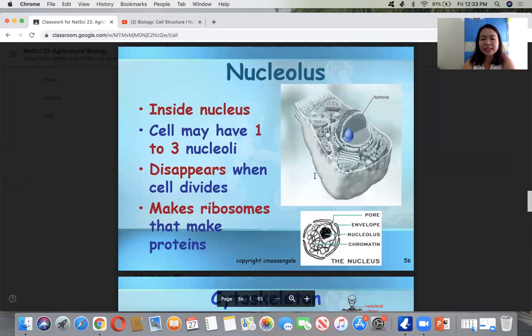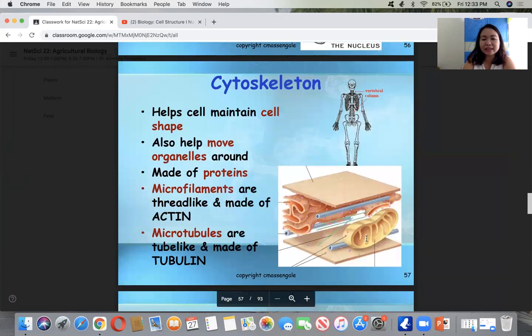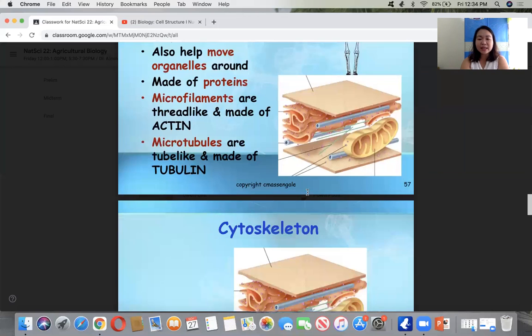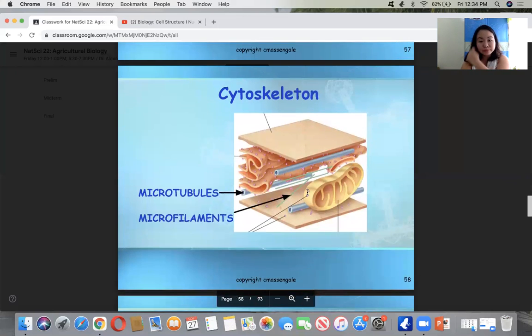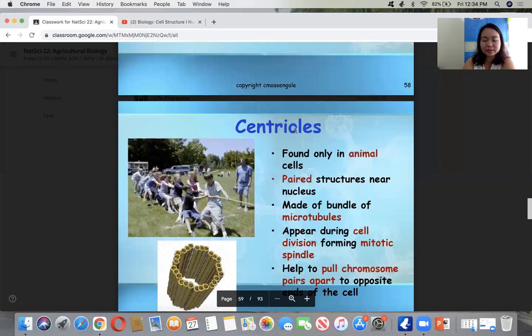So the nucleolus inside the nucleus may number 1 to 3, and this appears when the cell divides and makes ribosomes that make proteins. The cytoskeleton helps the cell maintain its shape and helps move organelles around, and is made up of proteins. Microfilaments are thread-like and made up of actin. Microtubules are tube-like, made of tubulins. So the cytoskeleton is mostly found in human and animal cells. So these are the microtubules and microfilaments found in the cytoskeleton.